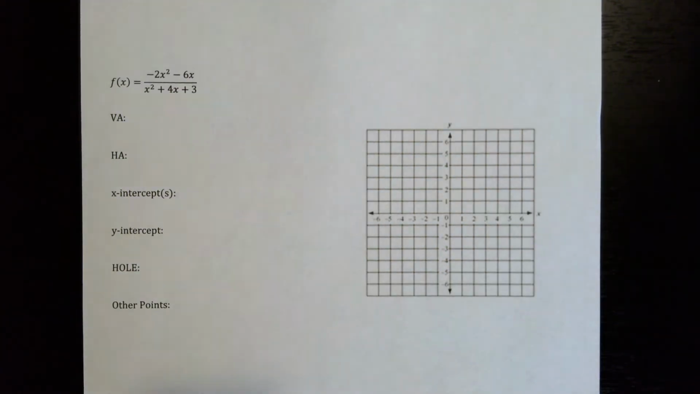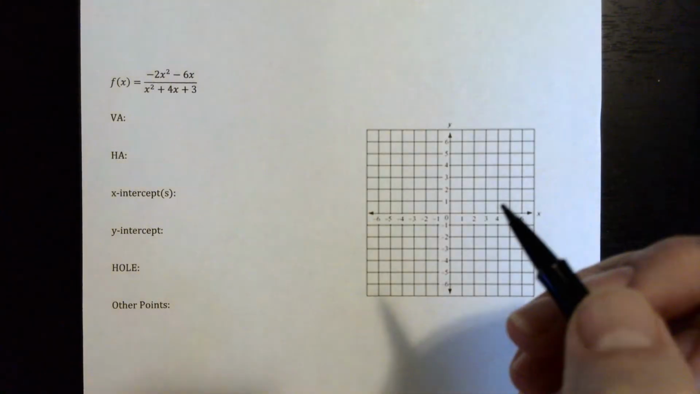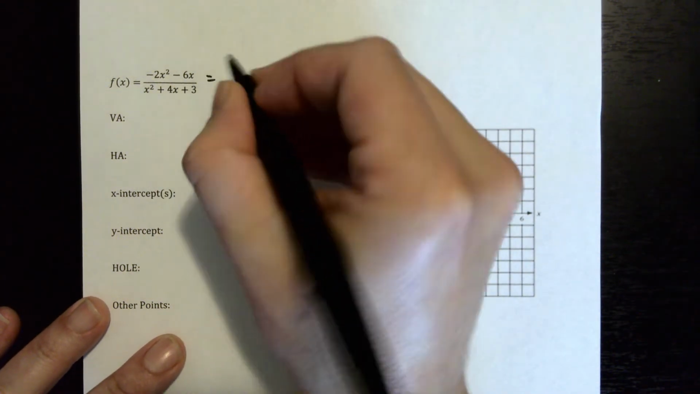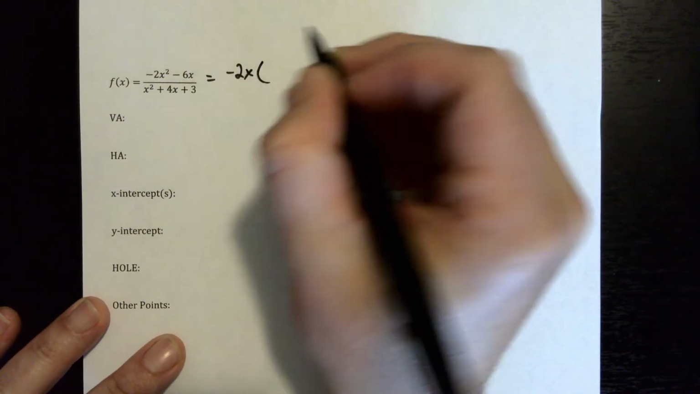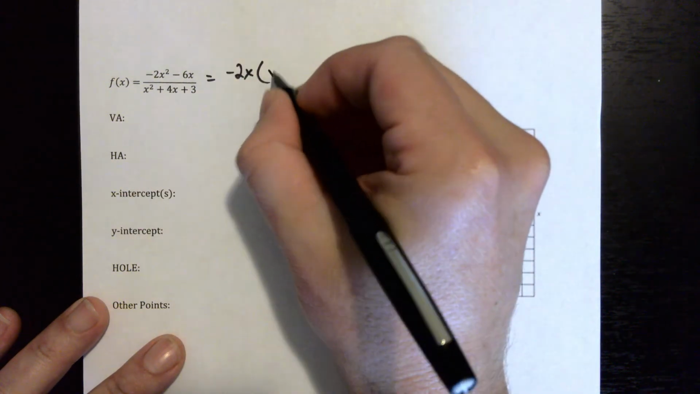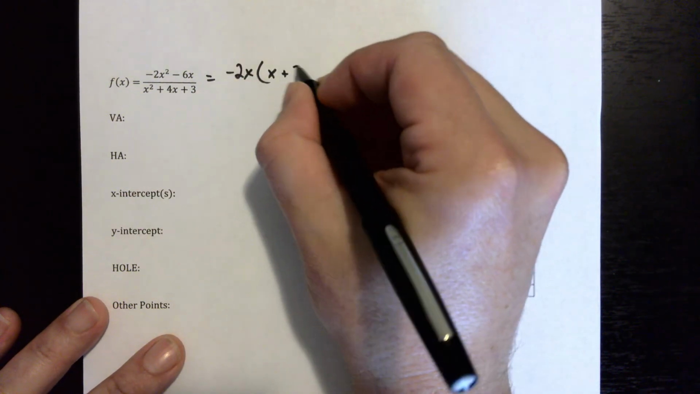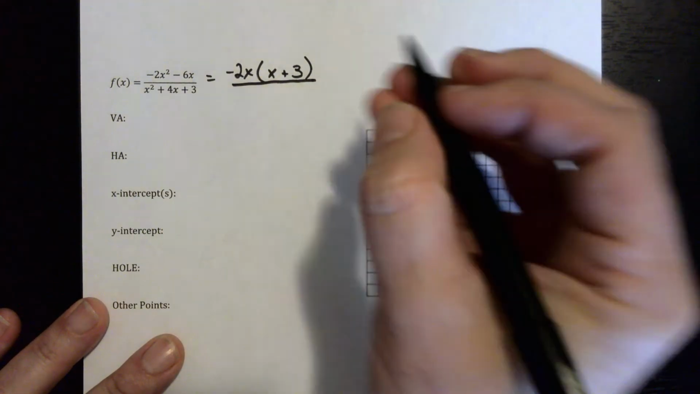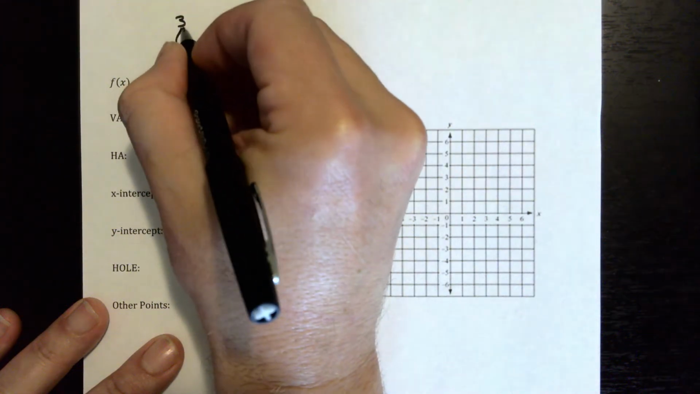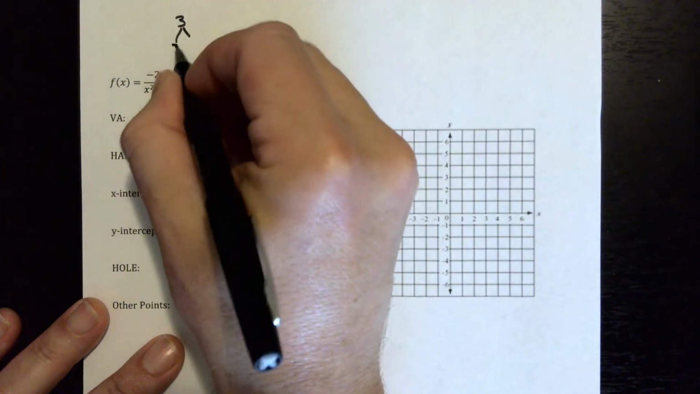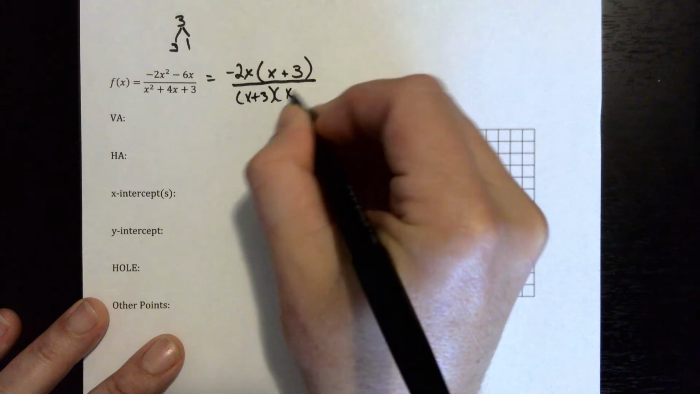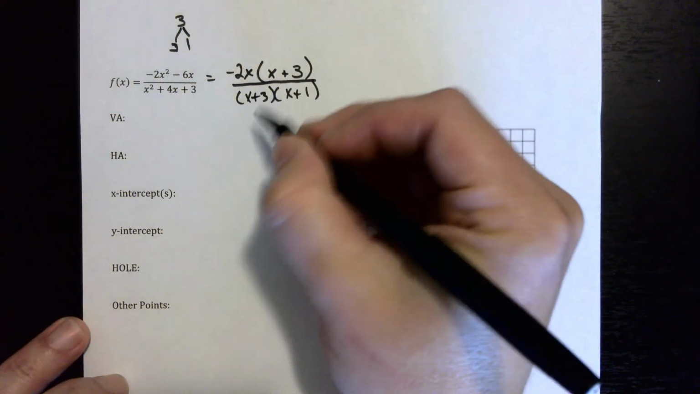Okay, in this problem, we've got a quadratic over a quadratic. So I'm going to go ahead and factor both the top and bottom. I can factor out a negative 2x on the top, so I'll put that out front. And then if I factor that out, this becomes x plus 3. Okay, and then I look at the bottom. 1 times 3 is 3. Two things that multiply to get 3, but add to get that middle term of 4. That's 3 and 1. So it's going to be x plus 3 and x plus 1. Okay, so the x plus 3 is the one that cancels out.